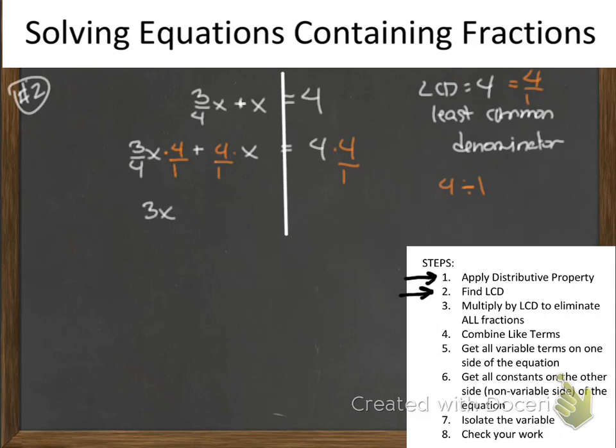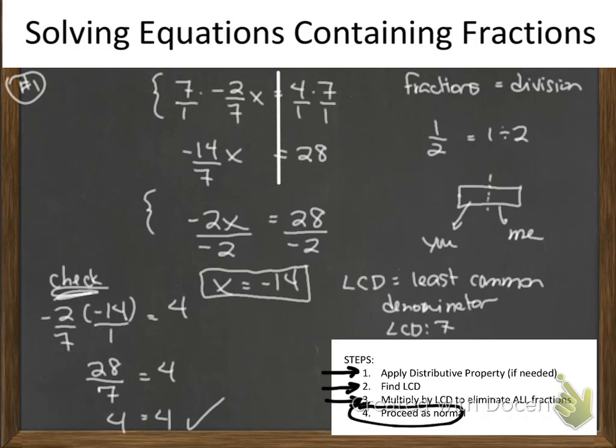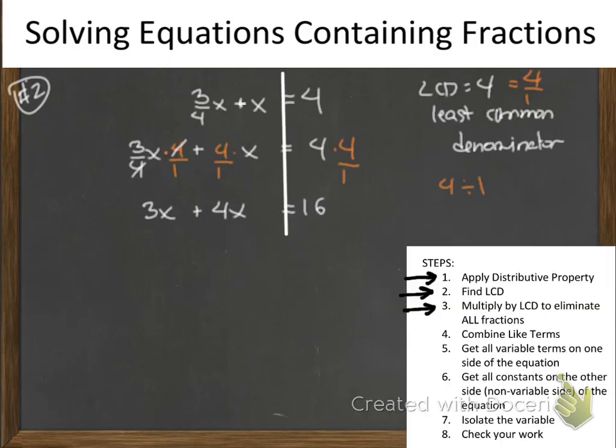Okay, another way to think about it is that these 4's are canceling out. Okay, 4 times x is 4x, 4 times 4 is 16. Okay, so now we have multiplied everything by the LCD, which is 4, or 4 over 1, to eliminate all of our fractions. So now, remember in the last problem, I said, proceed as normal. That was step 4. And what I've done for us in this and the following problems is to actually just write out the steps so that we can remember them.